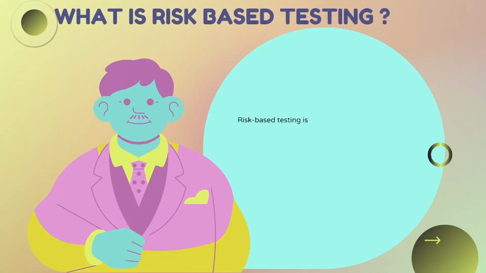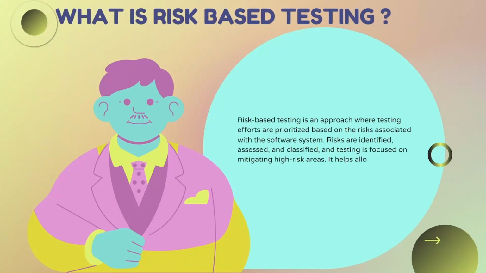Our next question is around risk-based testing. Risk-based testing is an approach where testing efforts are prioritized based on the risks associated with the software system. Risks are identified, assessed, and classified, and testing is focused on mitigating high-risk areas. It helps allocate resources effectively and ensures the critical functionalities are thoroughly tested.